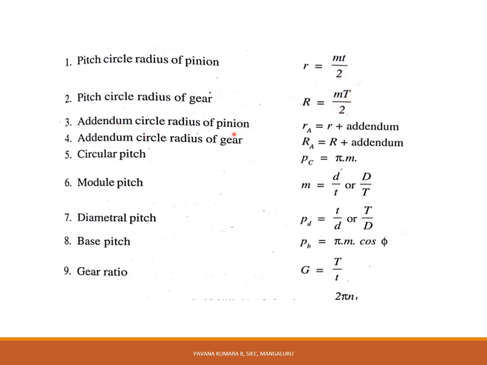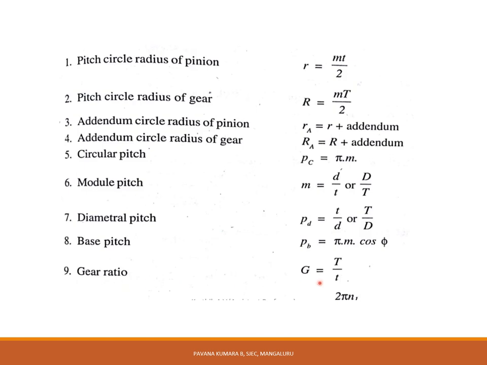So addendum circle radius of pinion RA is equal to R plus addendum. So that is nothing but AP into M. Similarly, addendum circle of gear RA is equal to R plus addendum. Addendum is nothing but AW into M. So circular pitch, denoted by PC, is equal to pi into M. Module M is equal to D divided by T, so for gear, capital D divided by capital T. Diametral pitch, denoted by PD, is equal to T divided by small d, or capital T divided by D. Base pitch, denoted by PB, is equal to pi M into cos phi.